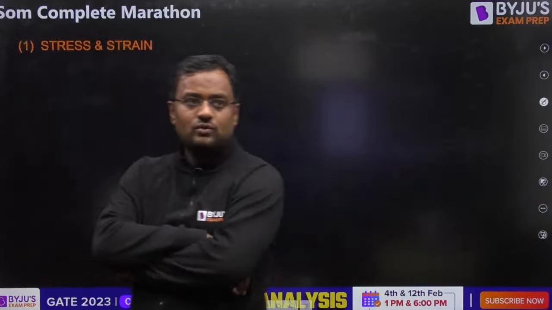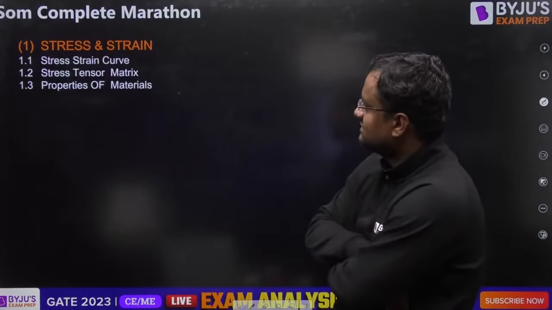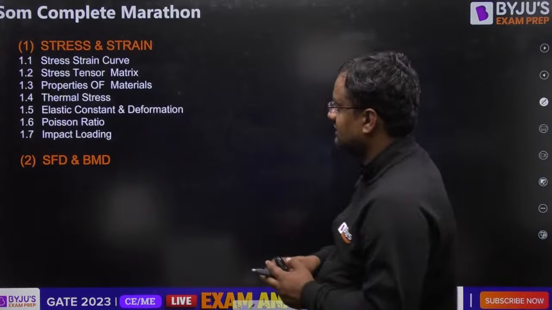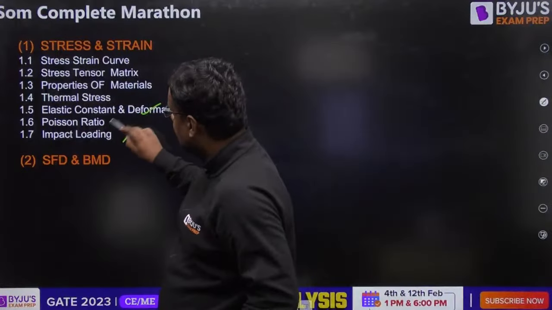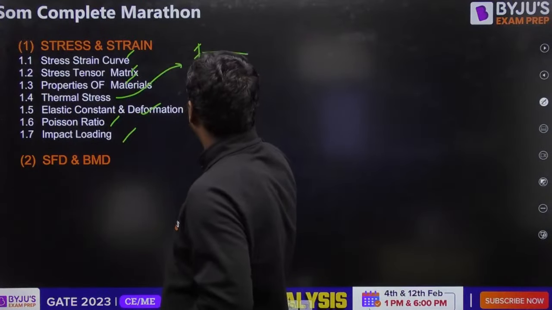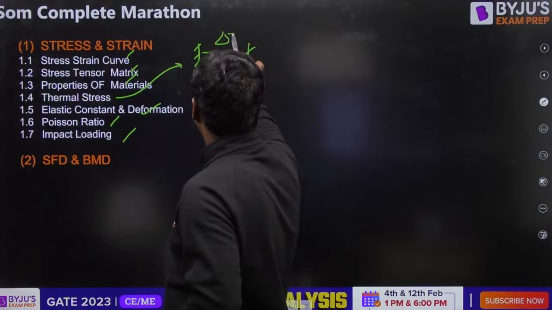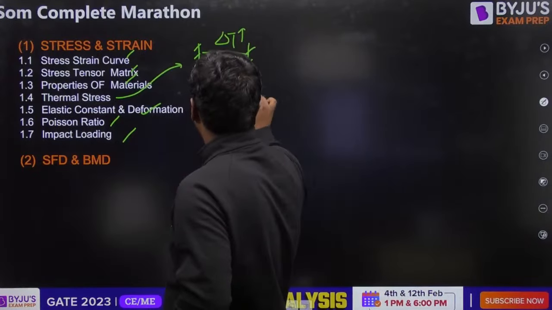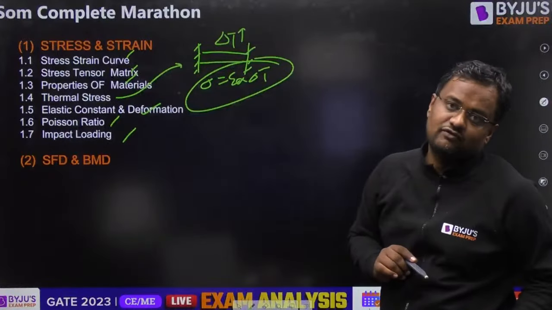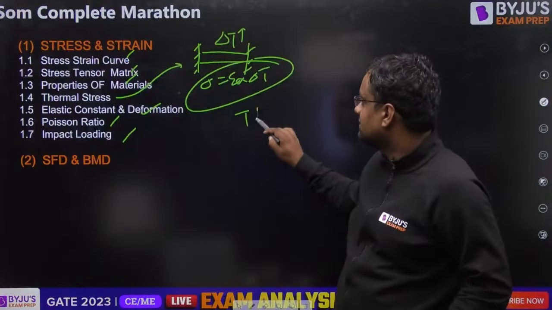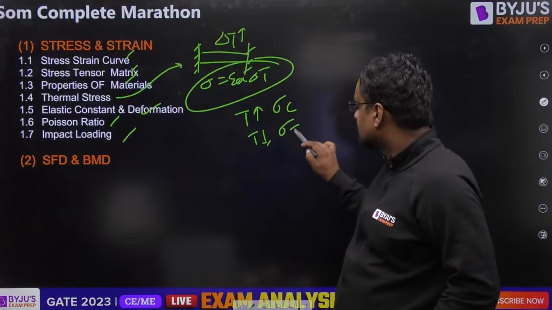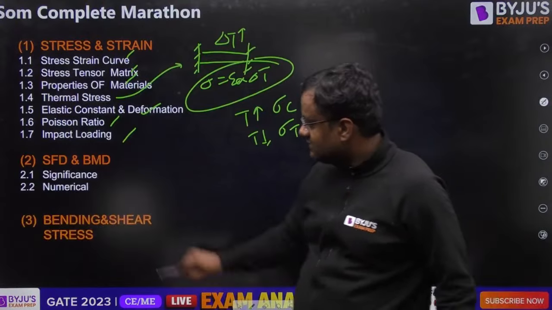Okay, so moving further, this test and strain, everything is done here. One more thing is left. When this is fixed and temperature increases, what is the stress? E alpha delta T. If you are increasing the temperature, stress will be compressive. If you are decreasing the temperature, stress will be tensile. Okay, SFD BMD is also done.